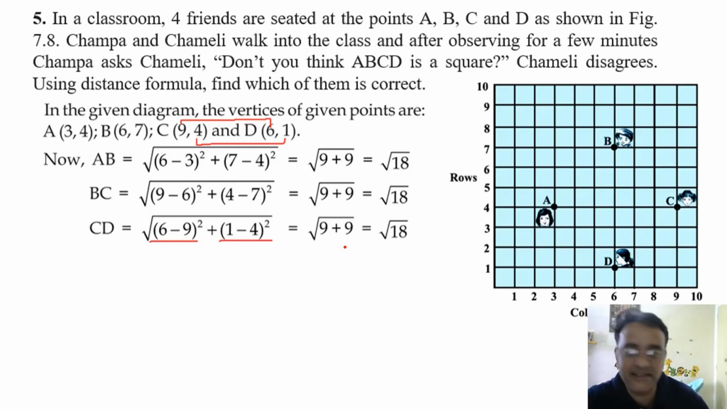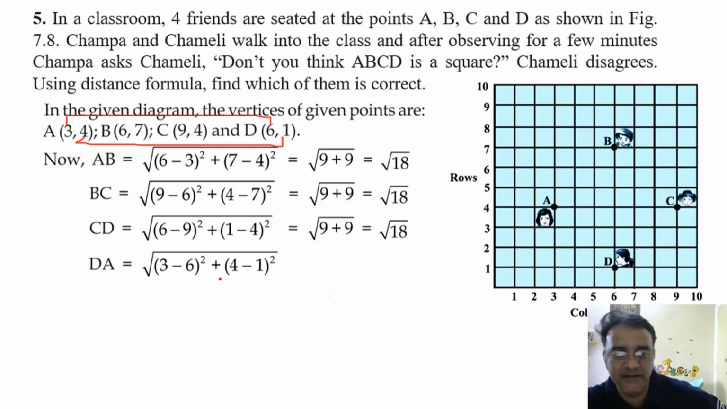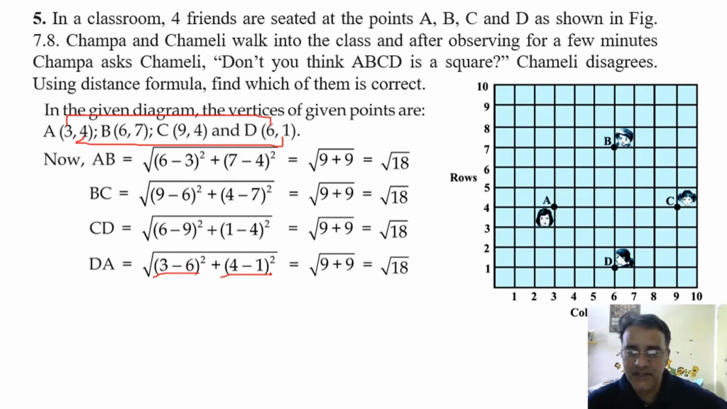Now the last one is left, that is AD. So AD पे आ जाओ. (6 minus 3) whole square plus (1 minus 4) whole square का whole root. Or you can write reverse also. What is the final answer? 9 and 9. So here also we are getting root over 9 plus 9, that is root 18. So all 4 sides are equal. But we have to check for square.